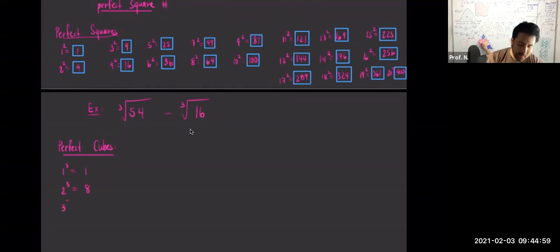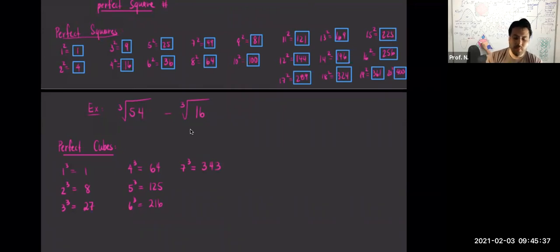Take 3, cube it. 27 is a perfect cube. Take 4, cube it. 64 is a perfect cube. Take 5, cube it. 125 is a perfect cube. Take 6, cube it. 216 is a perfect cube. So on and so forth. Take 7, cube it. What's 7 cubed? I think it's 343, right? So on and so forth. 8 cubed, 9 cubed.